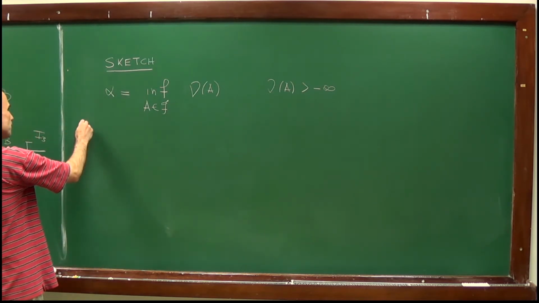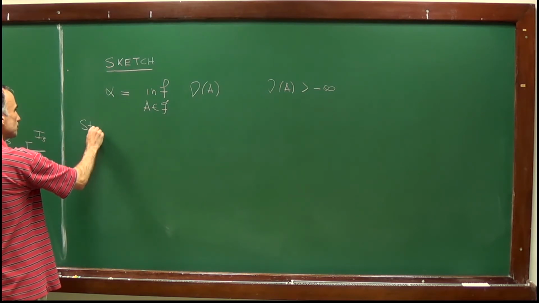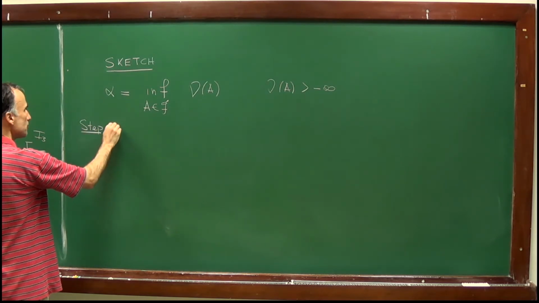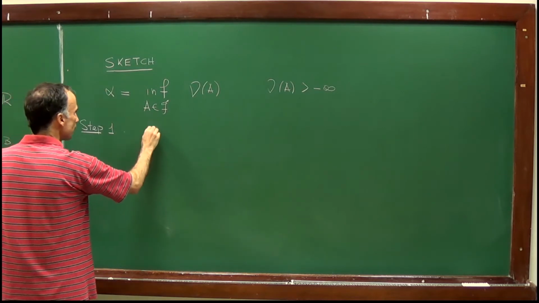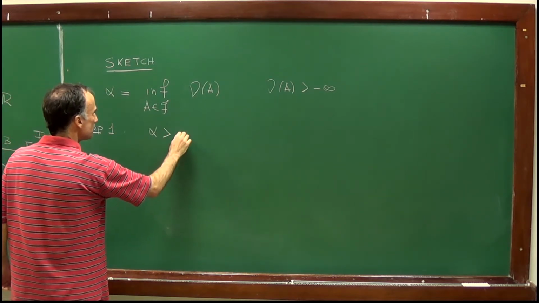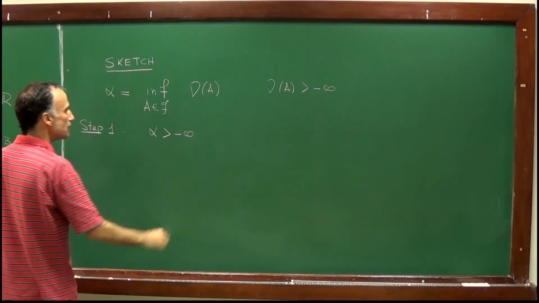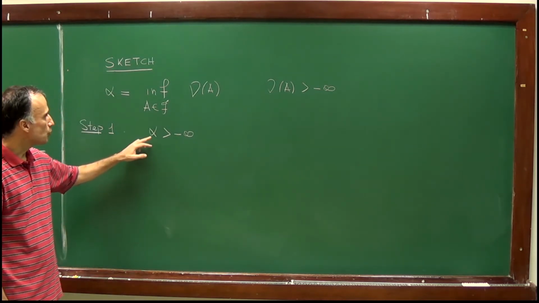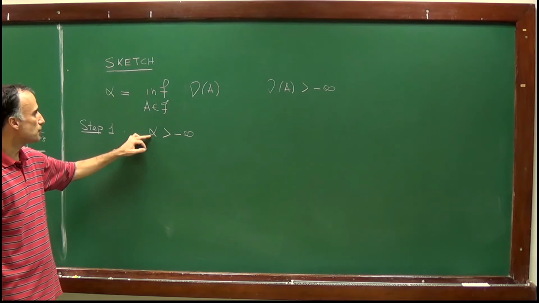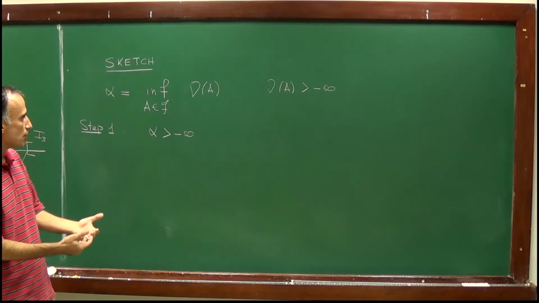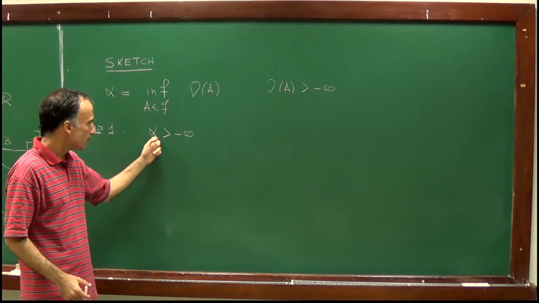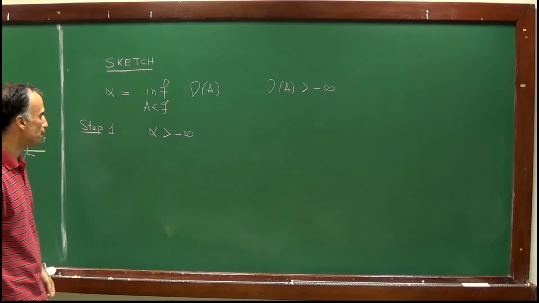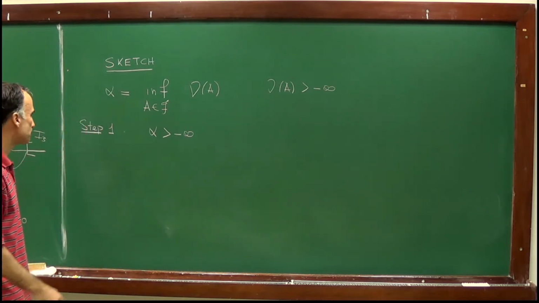So the first step of the proof will be to show that in fact alpha cannot be equal to minus infinity, and we will prove that by showing that if alpha is equal to minus infinity, then I will construct a set whose measure is minus infinity. So this is the first step.